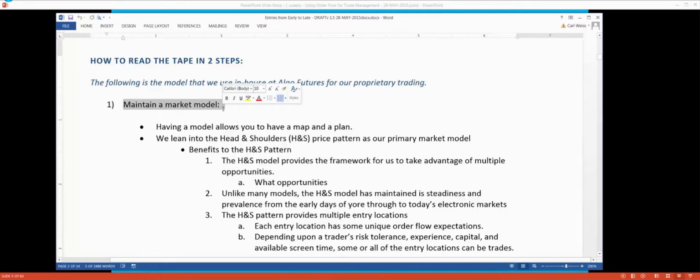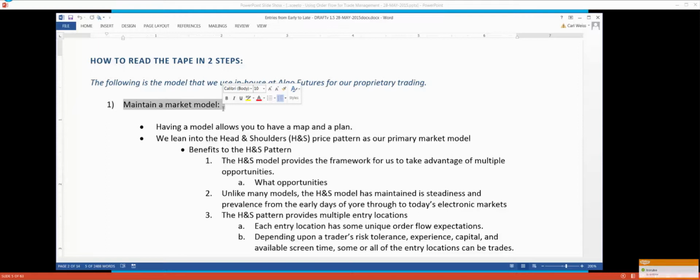And what is a market model? There's all sorts of market models. There's Fibonacci and Elliott and market profile. There's all these wonderful market models, people, how they define the market and how they manage their market structure. For myself, I stick primarily with the head and shoulders pattern or an upside down head and shoulders pattern.